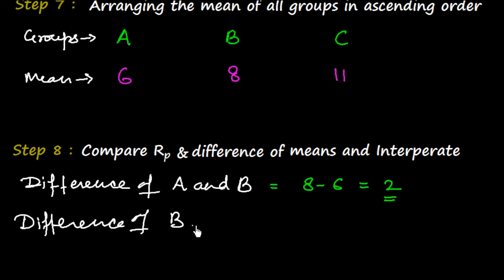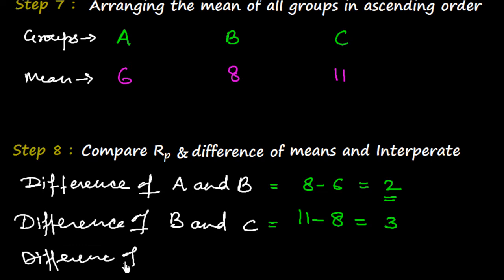Difference of B and C, we get here 11 minus 8, which is 3. And difference of A and C, which is 11 minus 6, which is 5. So here we could now easily find out the differences 2, 3, 5 and their respective values.